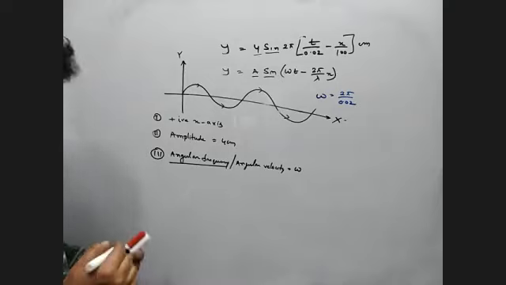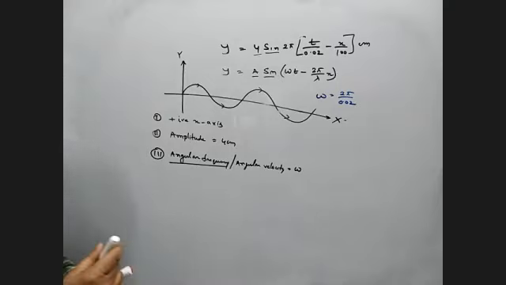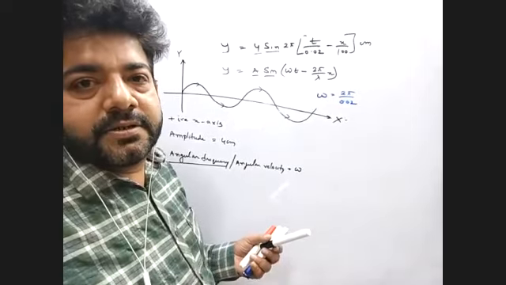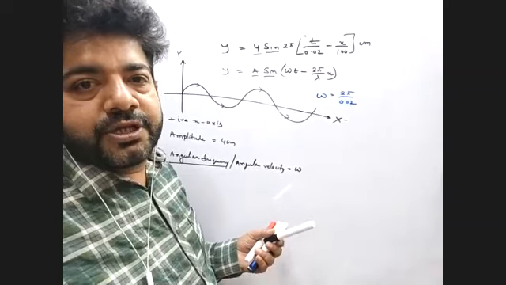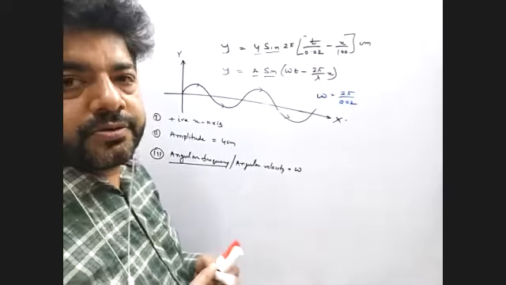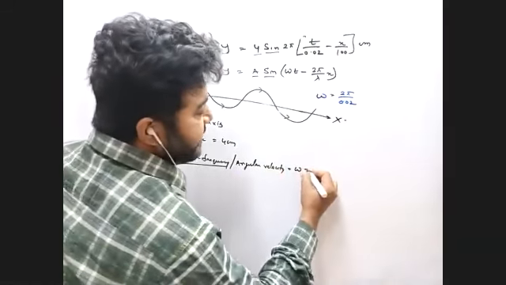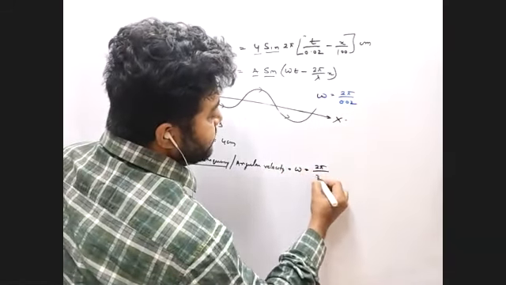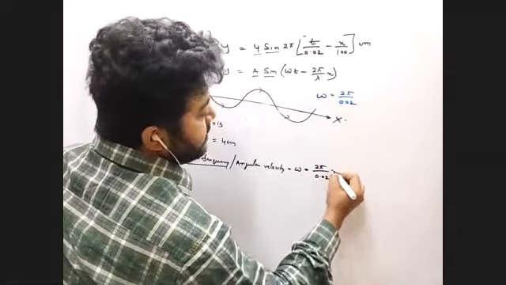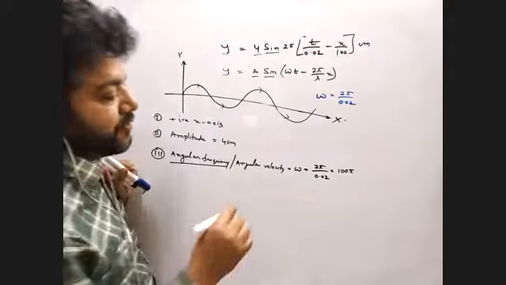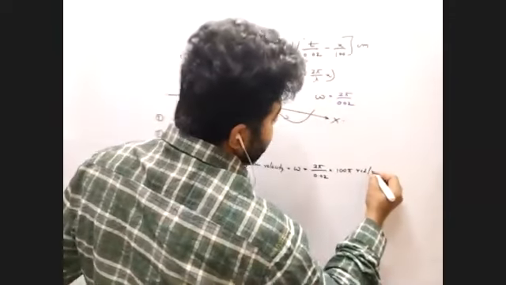Yes, sir. Clear, everyone. Okay. So what we can write, 2 pi by 0.02, that is, I think, 100 pi. You can write radian per second.